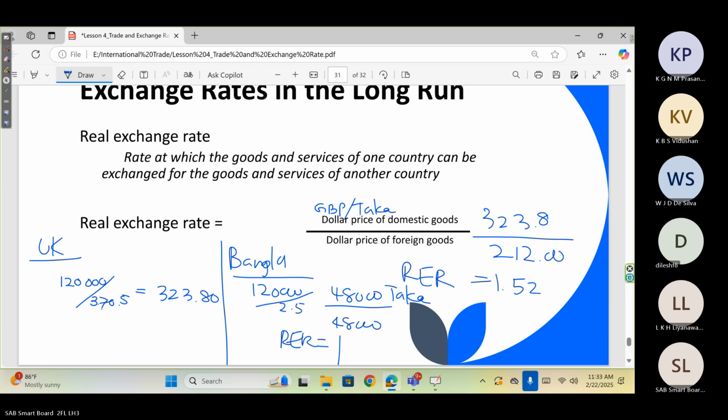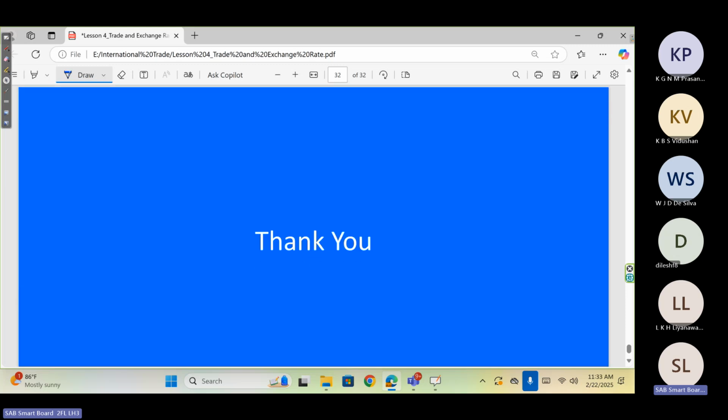Okay. That is all about it. Sorry, I took some extra time. Anyway, that is all about international trade. Hope you got an understanding. And also, both parties, I repeat, there is one lesson, balance of payment. That is a theory-based lesson.